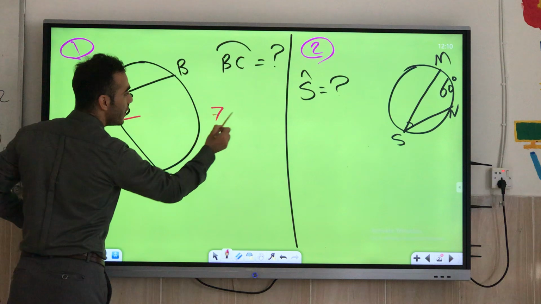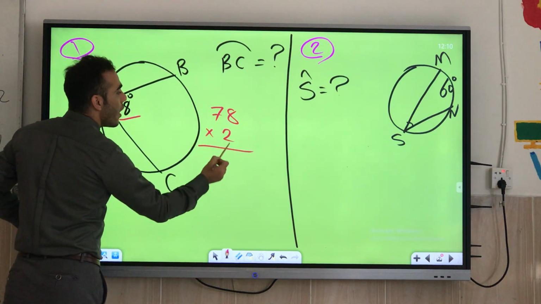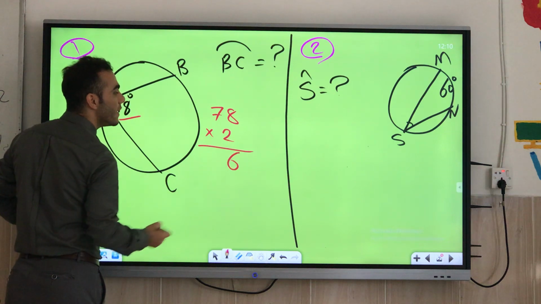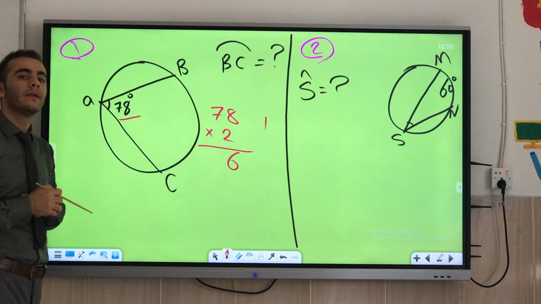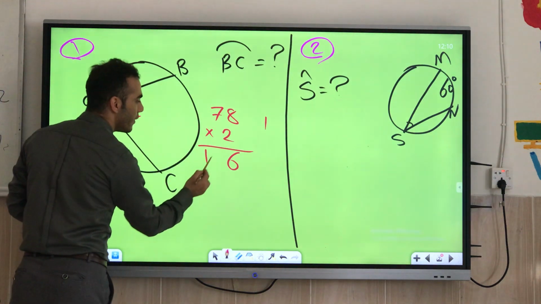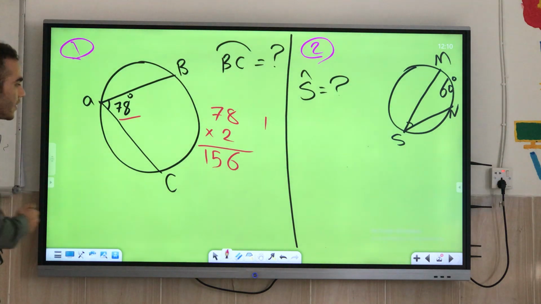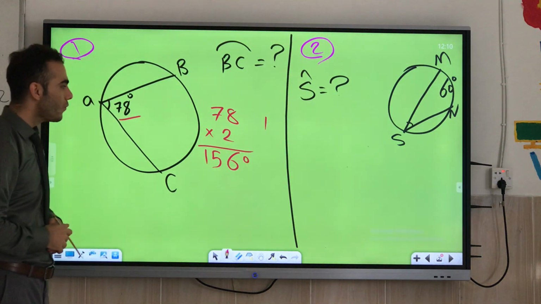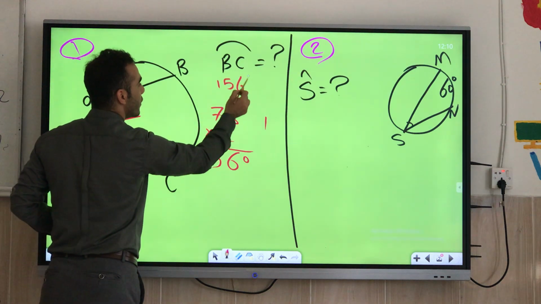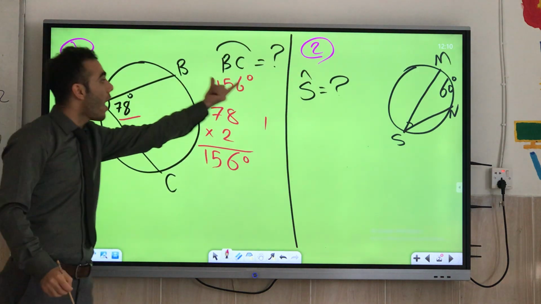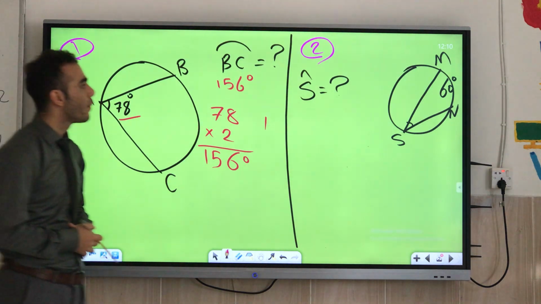So 78 multiplied by 2: 2 multiplied by 8 is 16, write 6 and carry 1; 2 multiplied by 7 is 14, plus 1 is 15. That gives 156 degrees. It means the measure of arc BC is equal to 156 degrees. That's why half of it is equal to the inscribed angle measure, which is 78.